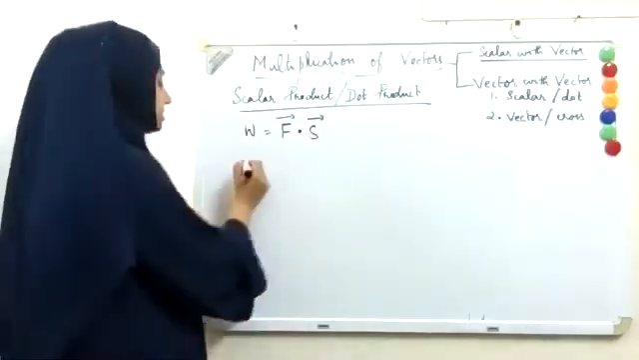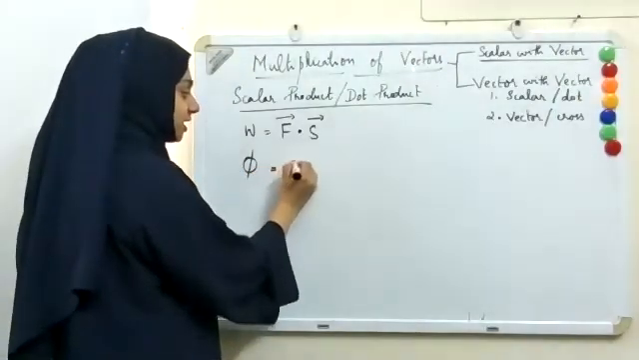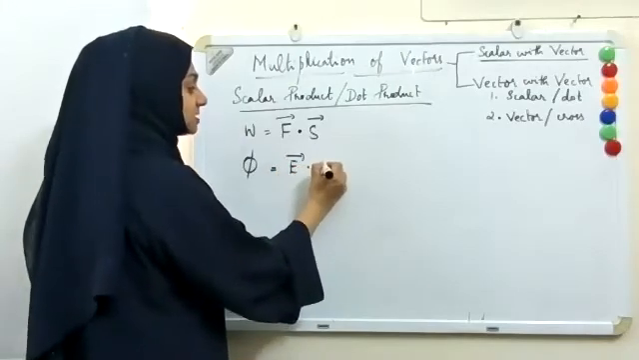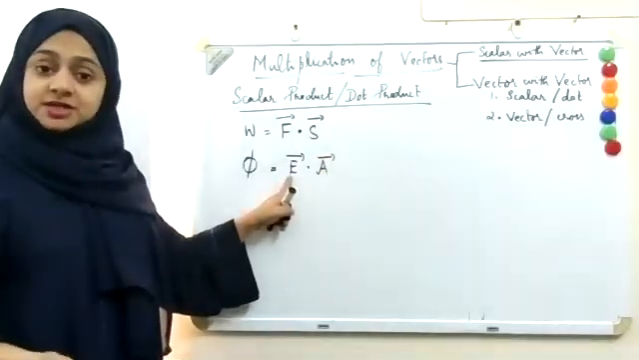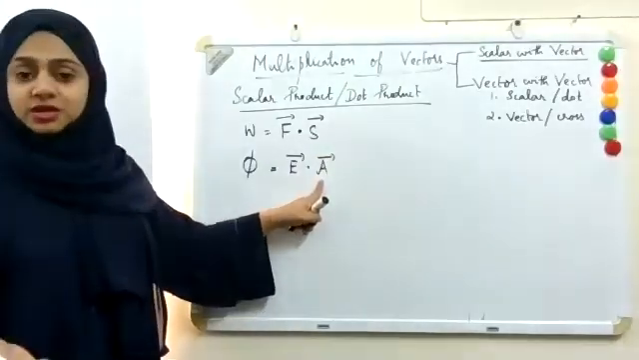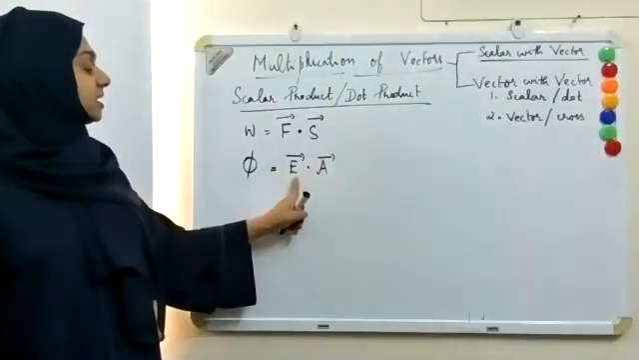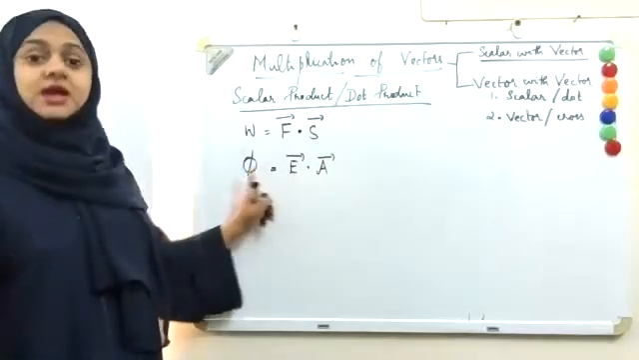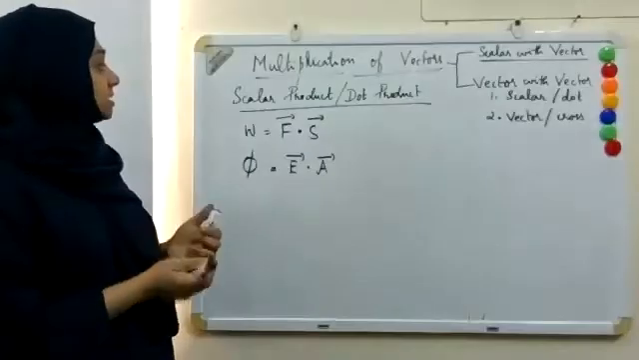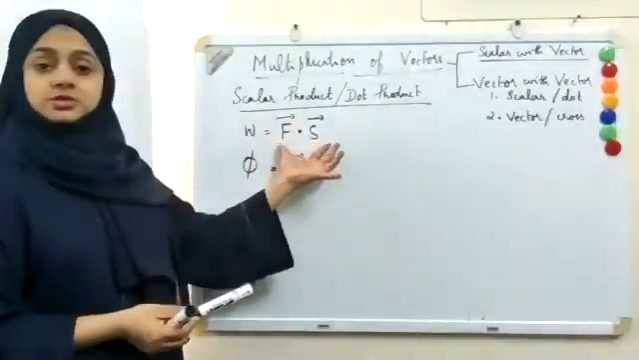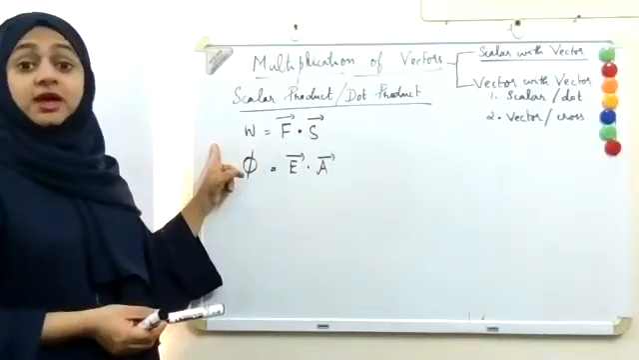Another example in physics is electric flux. Electric flux phi is equal to electric field dot surface area. Electric field is a vector. Area is taken as a vector in most cases in physics. So E dot A is the product of two vectors and you get a scalar quantity. So these are a few examples where we consider the scalar product of two vectors. When you multiply two vectors this way, you get a scalar quantity as a result.